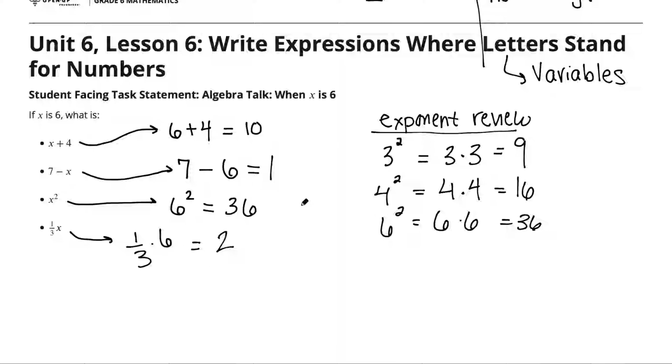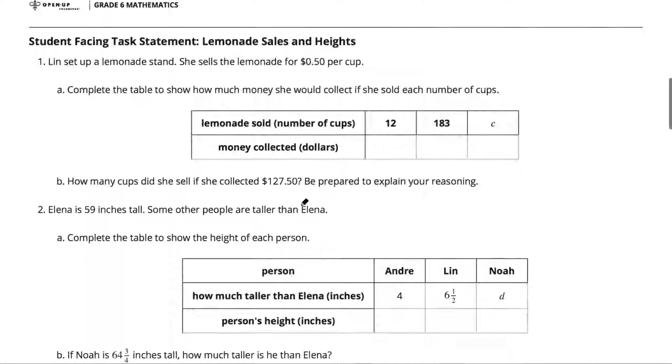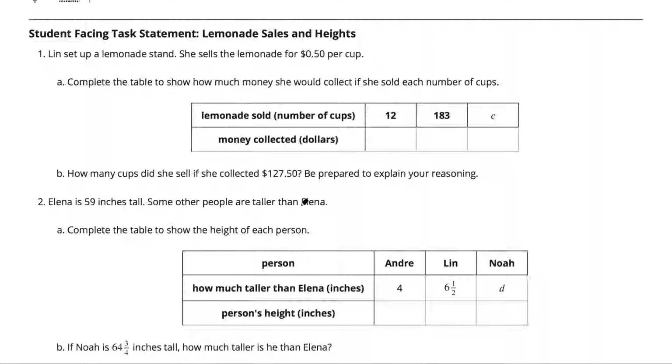Let's take a look at some of our other problems for this unit. We're going to be taking a look at how we can find patterns within these sets of numbers. And we're going to be doing that with some tables as well. So let's just take a look and read through this first question. Lynn set up a lemonade stand. She sells lemonade for 50 cents per cup. So remember, per means 1. So it's 50 cents for 1 cup.